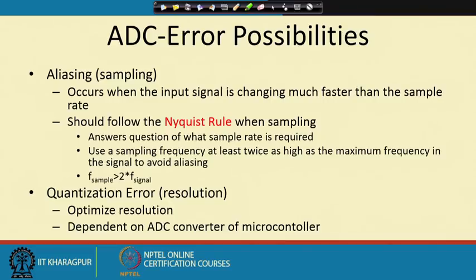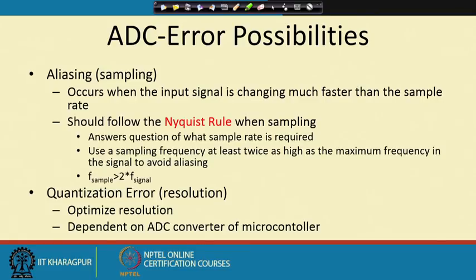sampling rate. We have seen previously, while discussing the sample and hold circuit, that the sampling rate should be sufficiently high so that the signal can be reconstructed at the receiving end. Here also, when we are converting an analog signal to a digital signal, the sampling rate should be sufficiently high so that we have enough information about the signal, and later on when that digital signal is processed, it has enough information about the analog signal so that later reconstruction may be possible.